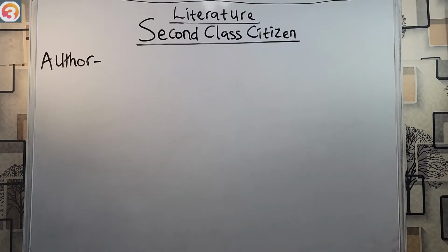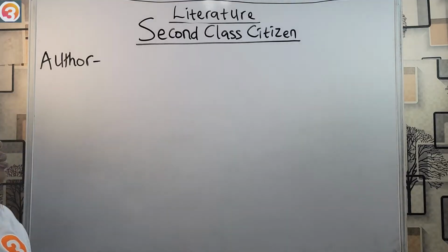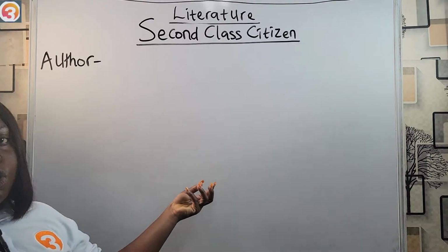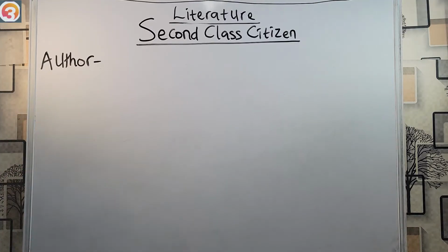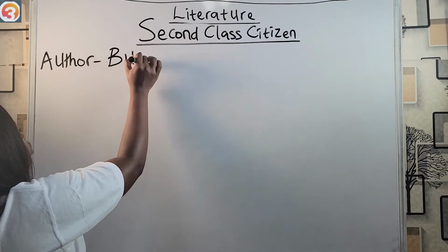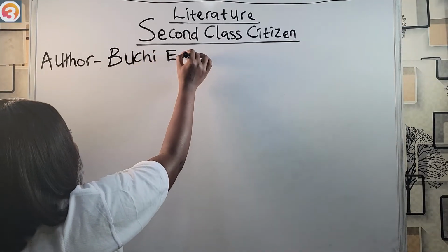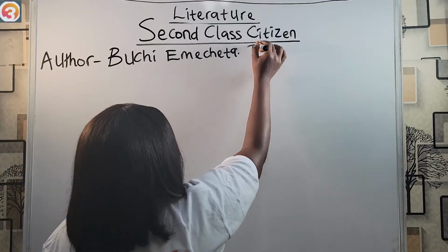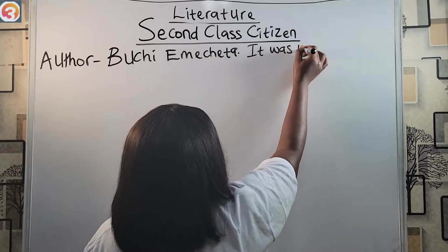Second Class Citizen is a prose. People that write prose can be called prosaists, but mostly they are just called authors. So the author of Second Class Citizen is Buchi Emecheta. And the book was published in 1974.